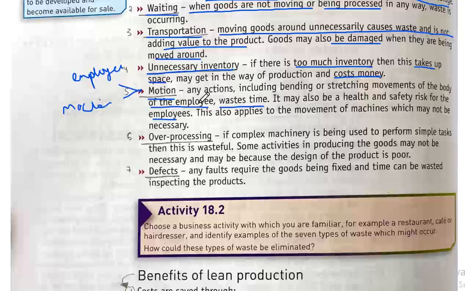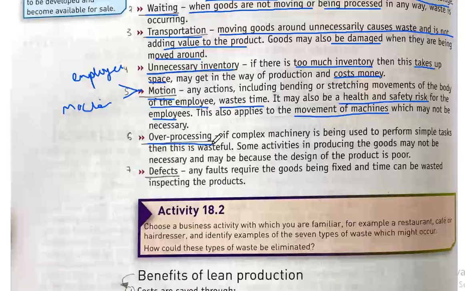All right, especially employees who are changing their places without any specific reason, they're just wasting time moving around, and it's going to be risky for their health and safety, especially in factories that are producing dangerous materials or using chemicals. So motion is going to be a huge risk for the factory, and also the unnecessary movement of machines. We're just wasting time moving the machine from place A to place B.